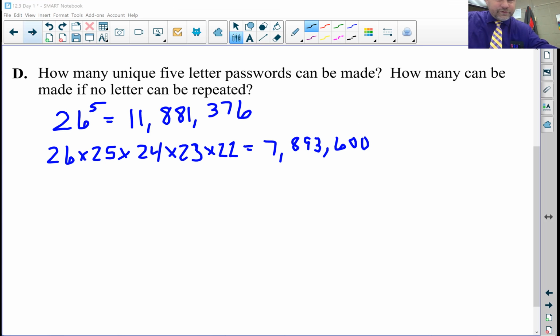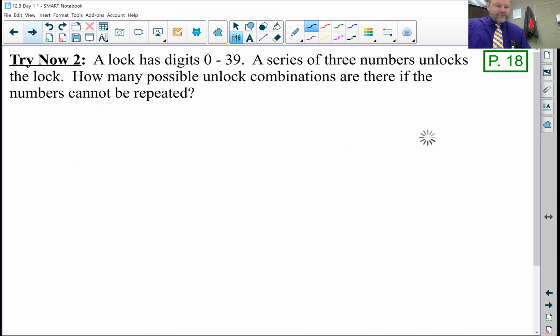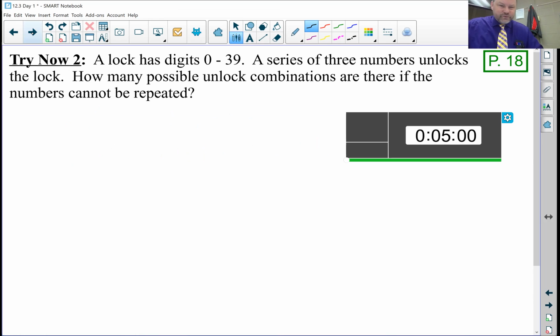So what I want you to do is I'm going to have you do this try now number 2. A lock has the digits from 0 to 39. A series of 3 numbers unlocks the lock, kind of like a lock on a locker. How many possible unlock combinations are there if the numbers cannot be repeated?